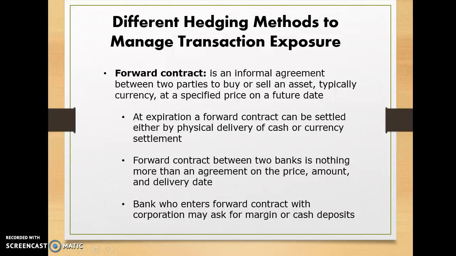Banks who enter a forward contract with a corporation may sometimes ask for margin or cash deposits, as this could be held as collateral for the exposure and the risks that they have, as currencies are fluctuating by the second.